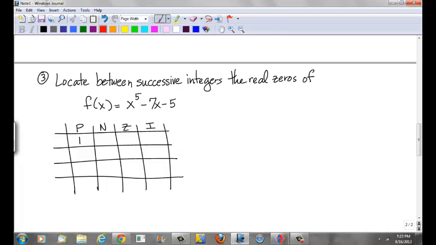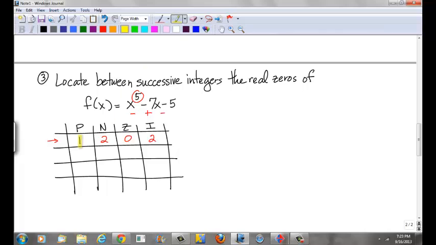A negative x to the 5th would be negative. A negative x times a -7 would be positive. And then that stays a -5. So there's 2 variations in sign there. There are no 0 roots. Okay? And then this row across has to add up to 5. And it's already 3, so that means this is 2.